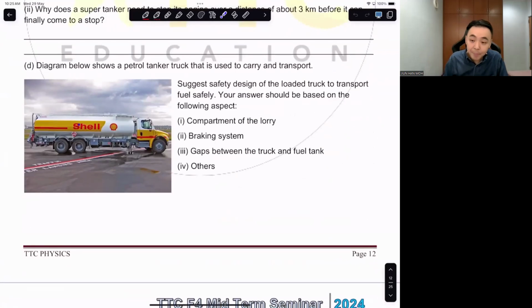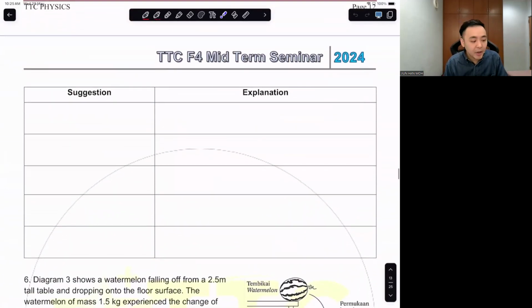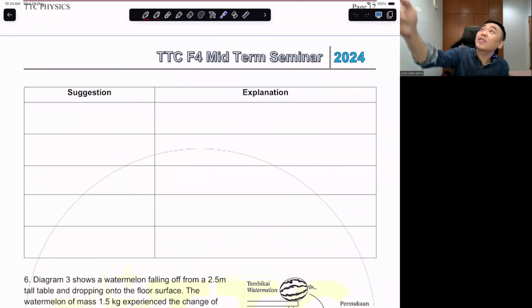Now, look at this diagram. They say based on this petrol tanker truck, you need to suggest safety design. And do you see any table provided? No, this is not. Okay, let me tell you what. This one I drew for you only. In the exam, we don't have one. Okay, please don't imagine you get this. I don't want you to waste your time drawing a table there. So this one, supposedly what you get, a full scale paper. That's it. I'm sorry.